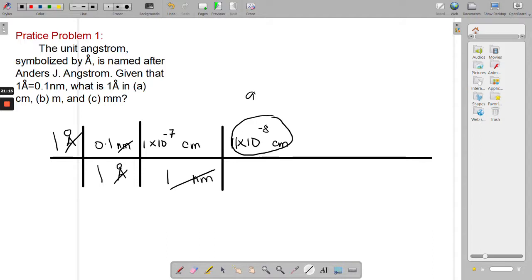Next, we're going to continue on. Okay, next we want centimeter at the bottom. So how many meters are there in centimeters? So now we're looking for meter, and we know that in 1 centimeter there are 0.01 meters.